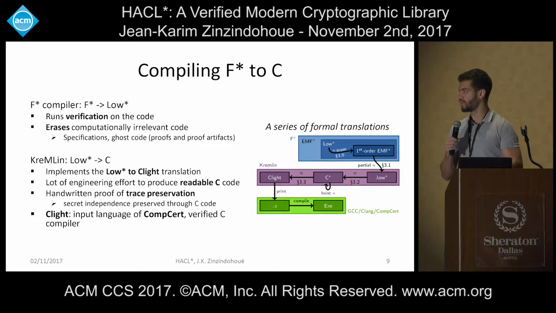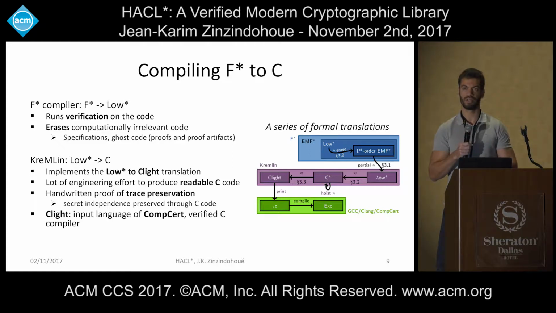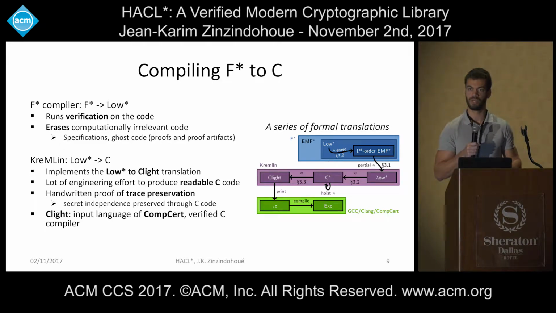So what happens during that compilation process? Well, you start by verifying your code, and if the compiler says yes, then there's a series of formal translations where first all that is ghost or proof gets erased, and then we leverage a new tool called Kremlin, which will take the LowStore code and convert it into C-Lite. C-Lite is a subset of C, and interestingly, C-Lite is the input language of the CompCert verified C compiler, which means that once we get C-Lite code, if we wish to compile it with CompCert, we can actually get verified code all the way down to the binary.